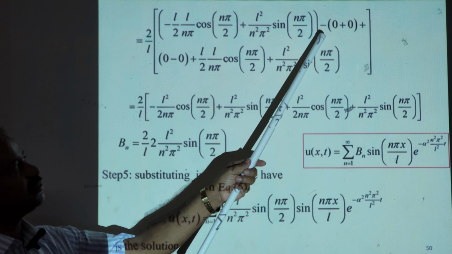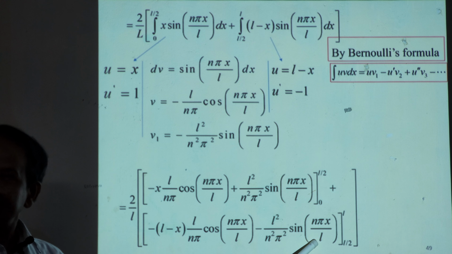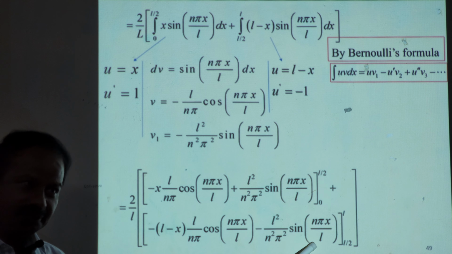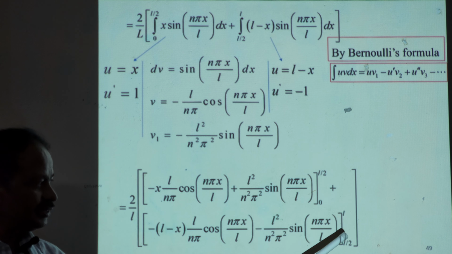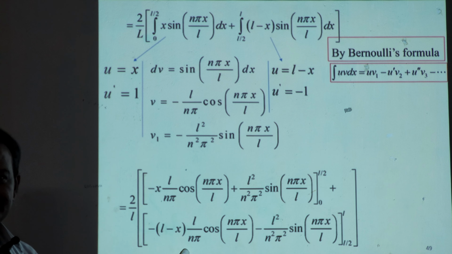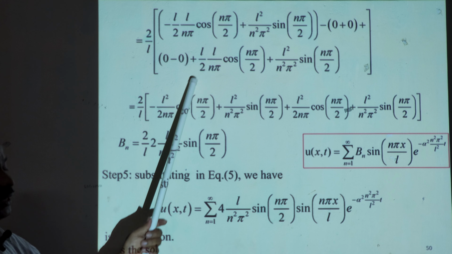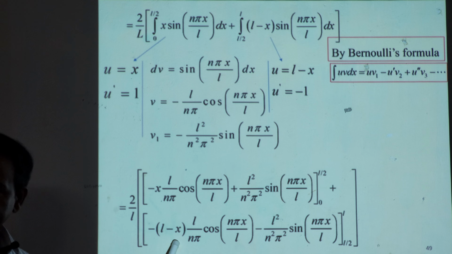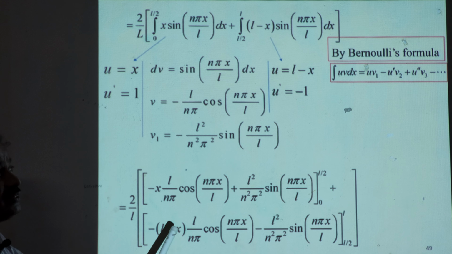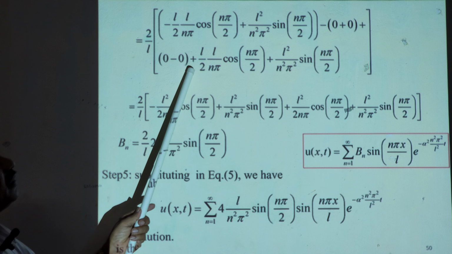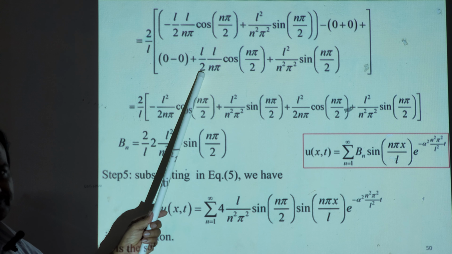Okay, now you just substitute. For the second term, you just substitute L first. L minus L, 0. Substitute here, L will cancel. Sin n pi, this is 0. Sin n pi is 0. Okay, now you have to substitute the lower limit. When you substitute the lower limit, that will become L by 2. See, we have L minus L by 2. L minus L by 2. So that will give me plus L by 2.